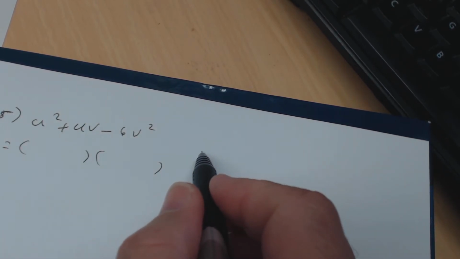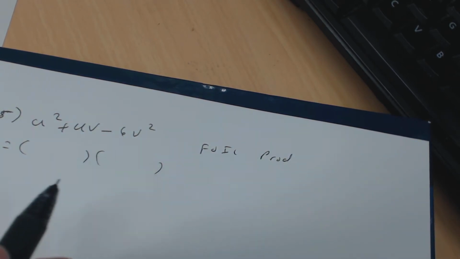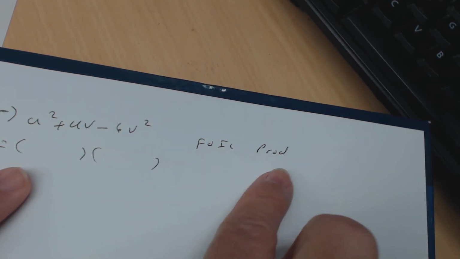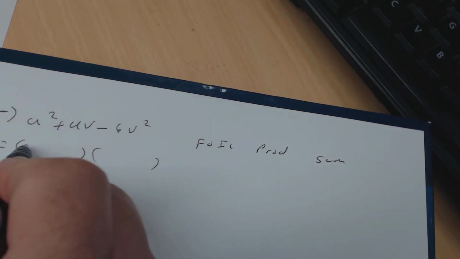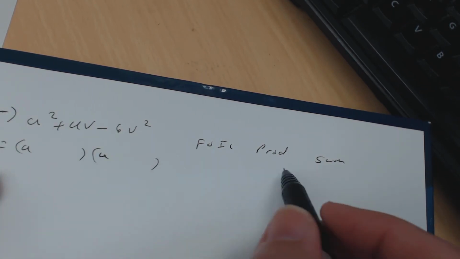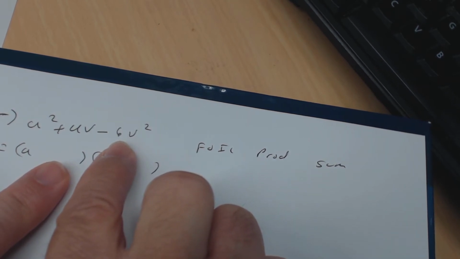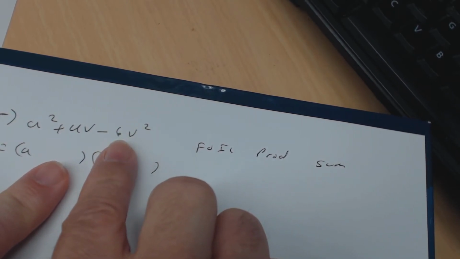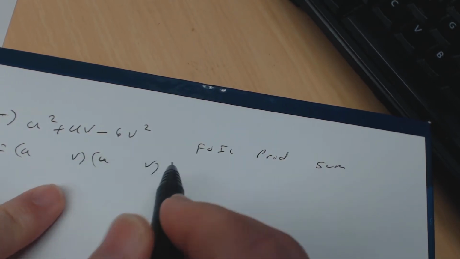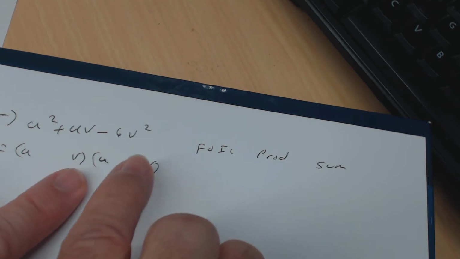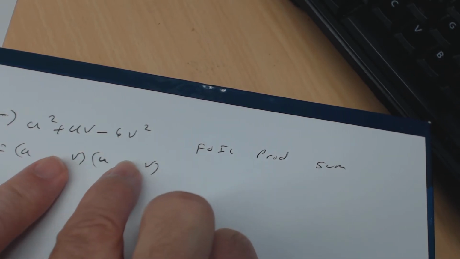So let's think of FOIL for right now. Then we talk about product and sum. So u times u is u squared. So far we're okay. All right, now I need the last right here. This times this has to be a negative 6v squared. Not a negative 6, but a negative 6v squared. So I know that I'm going to have a v in both of these, because v times v is v squared. I just got to figure out what my negative 6 needs to be here.